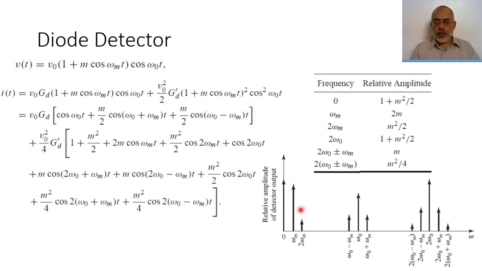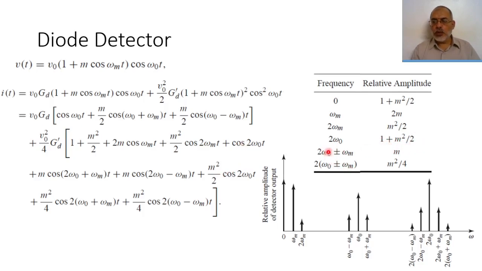Now by using a band pass filter, we can obtain the modulated signal, and from this we can use the diode as a detector. The remaining parts: the frequency component at twice the carrier frequency, 2 omega naught, is proportional to what? Here I have m squared over 2, and here I have 1. So 1 plus m squared over 2.